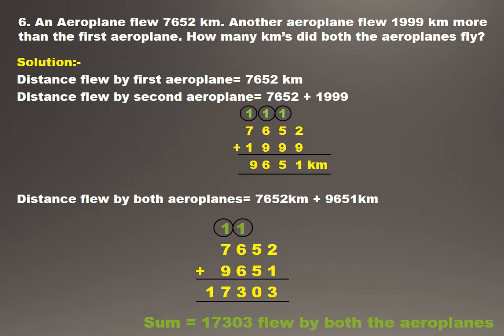Now both the aeroplanes how much flew? The next statement is distance flew by both aeroplanes is equal to 7652 plus 9651. By adding these numbers, what is the sum? Yes, the sum is 17,303. 17,303 kilometers both the aeroplanes flew.